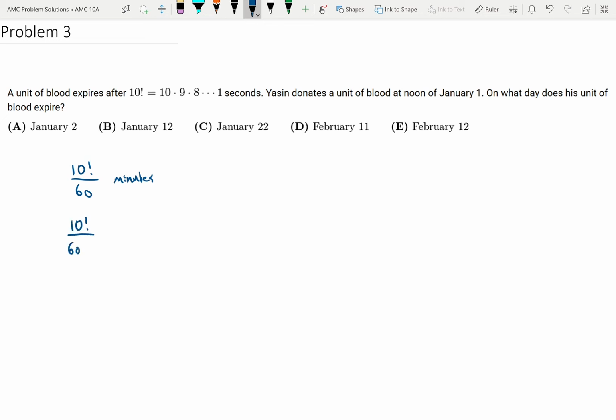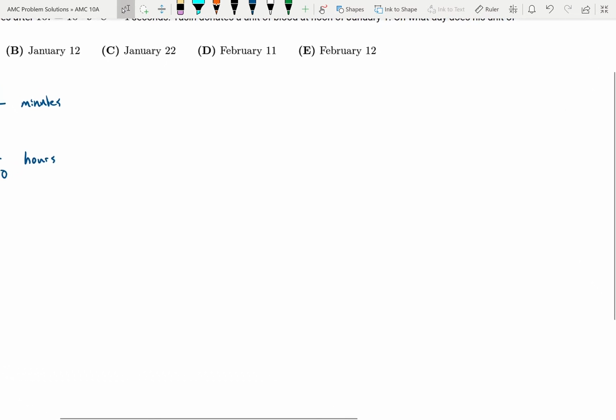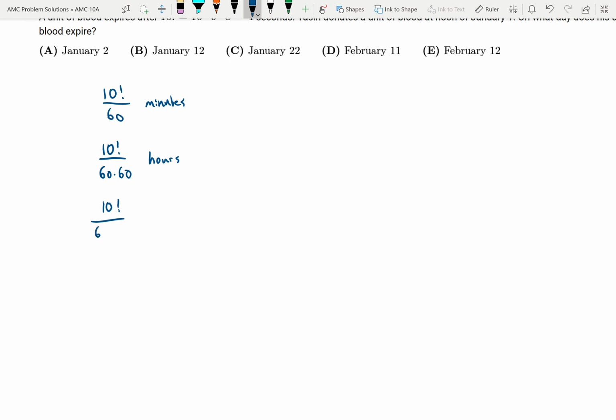If I then divide by 60 again, that's how many hours. Divide minutes by 60, you get that many hours. And one more time, if I divide by 24, that's how many hours are in a day. That's how many days will pass till it expires.